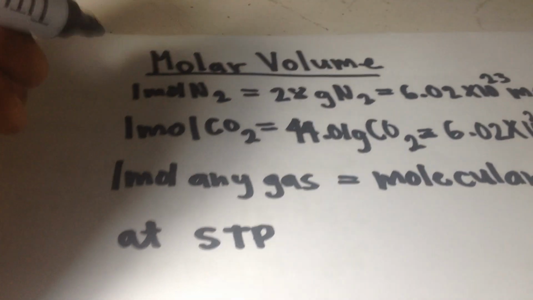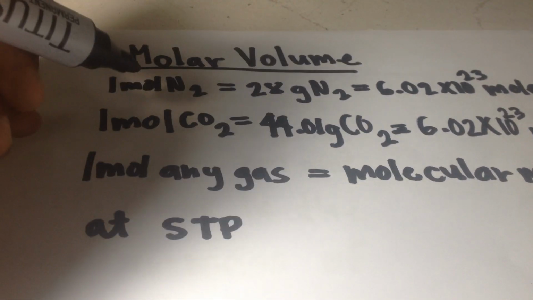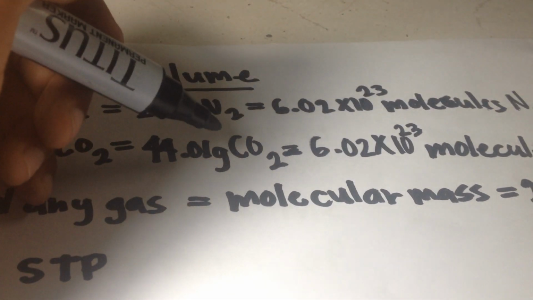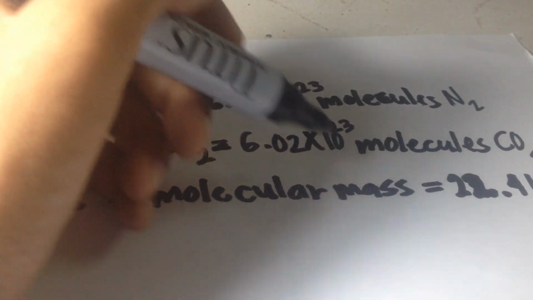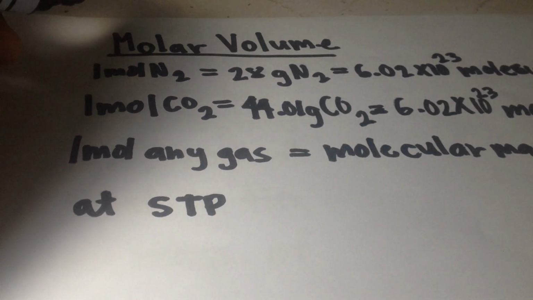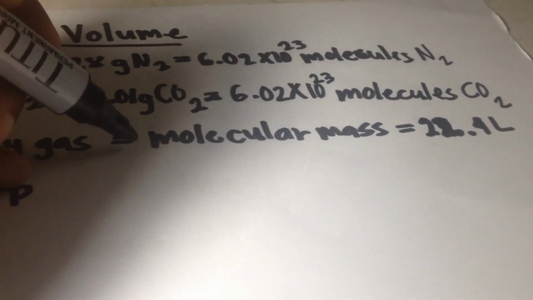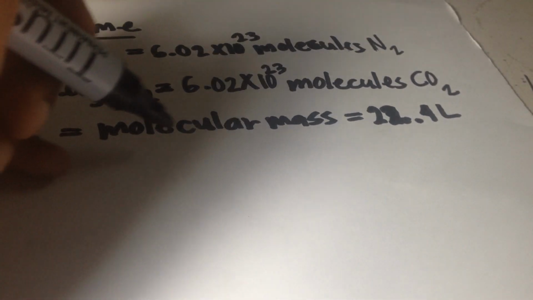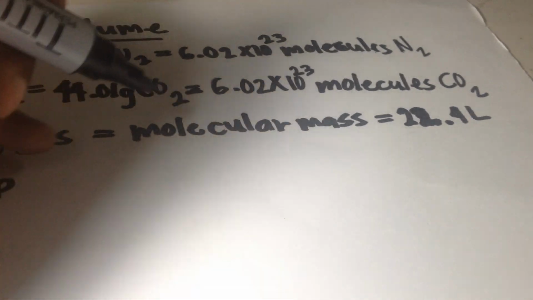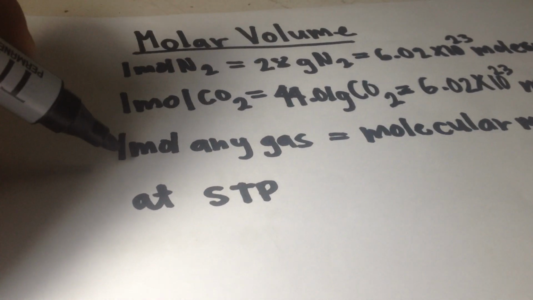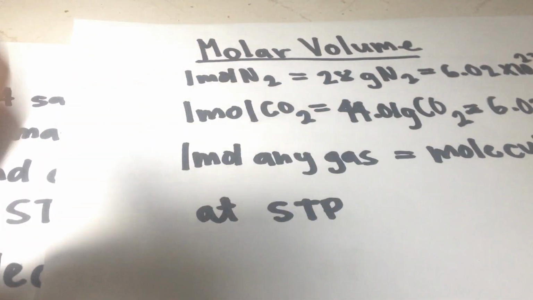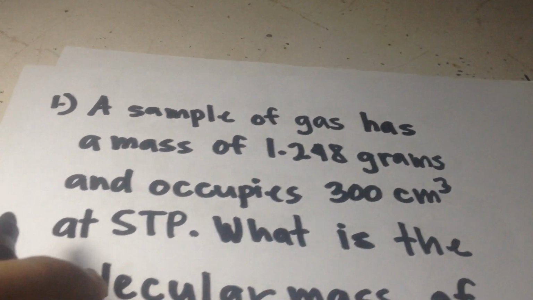So any compound equals 6.02 times 10 to the power of 23 molecules of that compound. Okay? And 1 mole of any gas equals the molar mass, or molecular mass, or 22.4 liters of gas at STP. So let's begin with problem number 1.